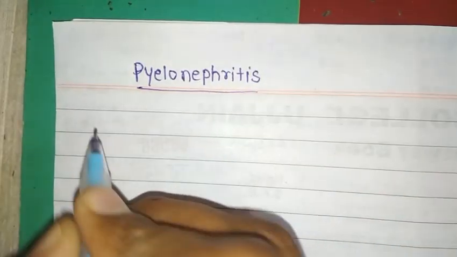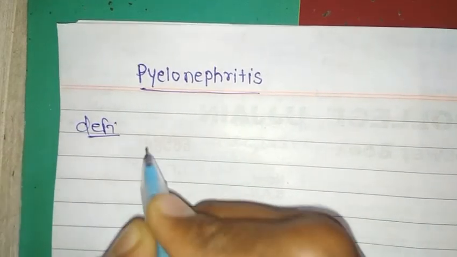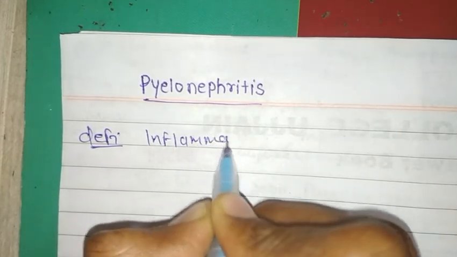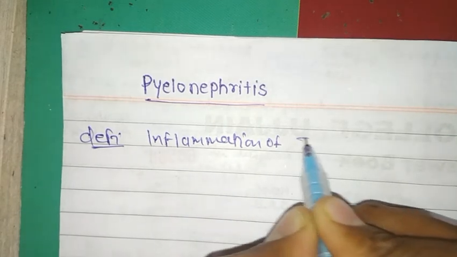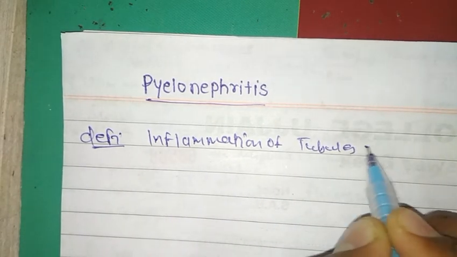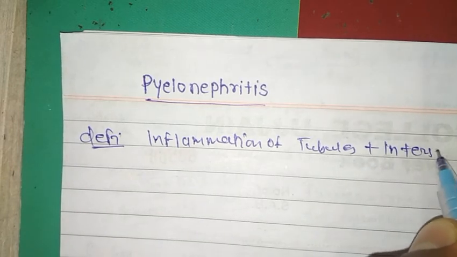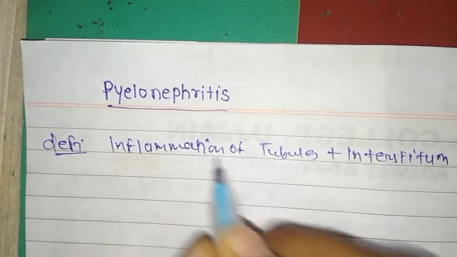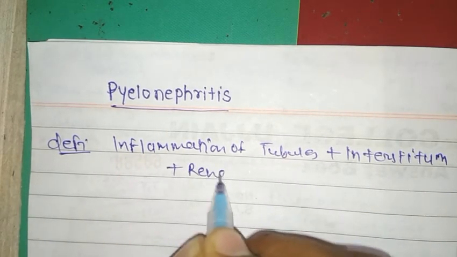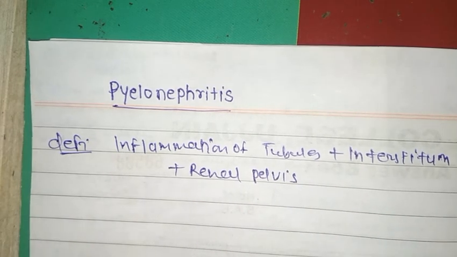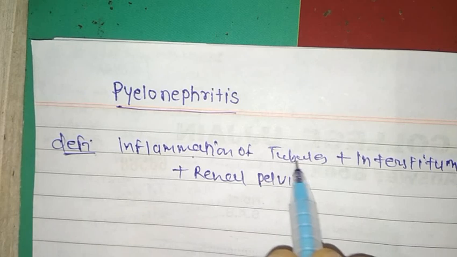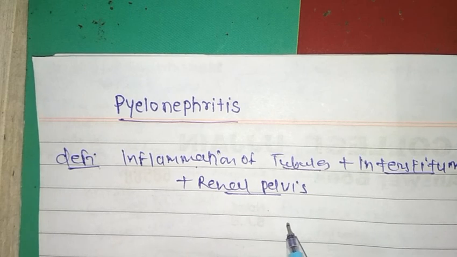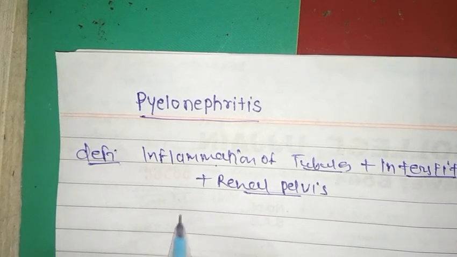Pyelonephritis. So first we see the definition. What is pyelonephritis? Pyelonephritis is the inflammation of tubules plus interstitium plus renal pelvis. So pyelonephritis is the inflammation of tubule, interstitium and renal pelvis, or simply it is known as inflammation of the kidney.